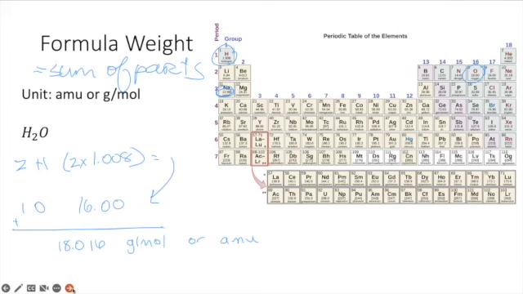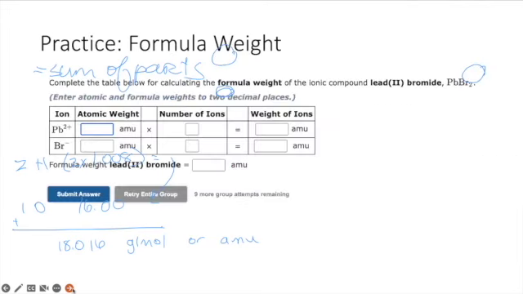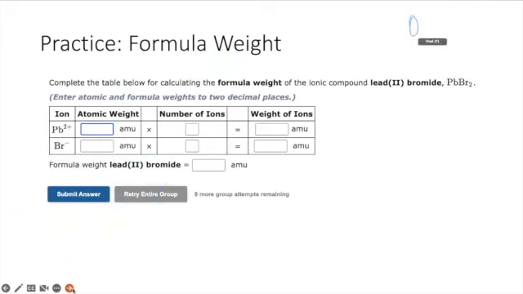So let's go ahead and jump into a practice problem from OWL. So this is going to look like your OWL question 4. And this time it basically does the same thing that we just did, but it makes you think it all out. So it wants to know the atomic weight from the periodic table of lead, which is 207.20. And it wants you to enter all these numbers regardless of what periodic table you're looking at and how many decimal places your periodic table has. They want it to always be 2.